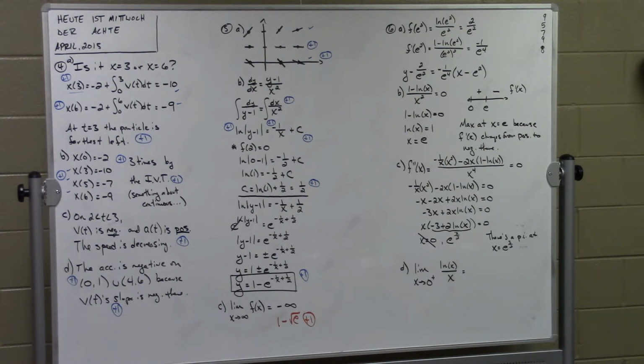Handy dandy, okay. It goes to the infinities. Oh, it's not 0 over 0, which I don't like. And it's not infinity over infinity. What is it at?